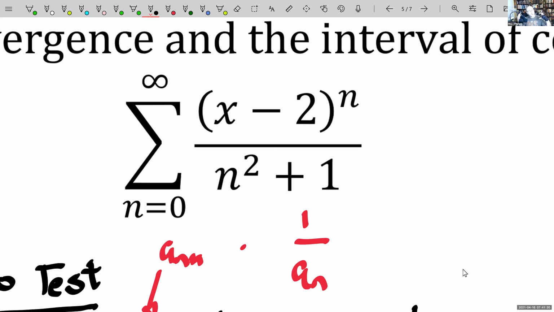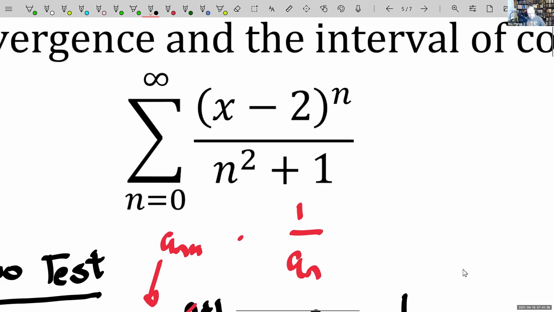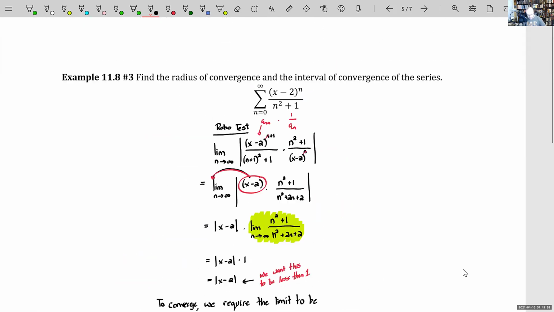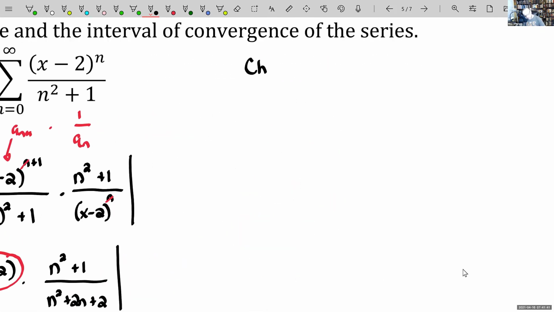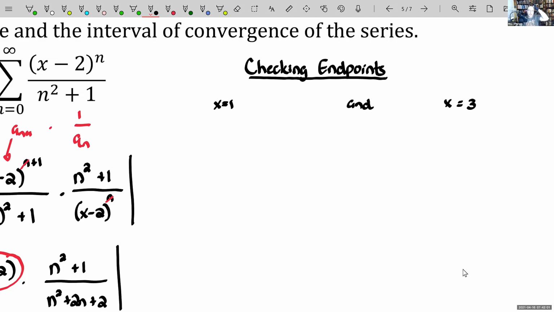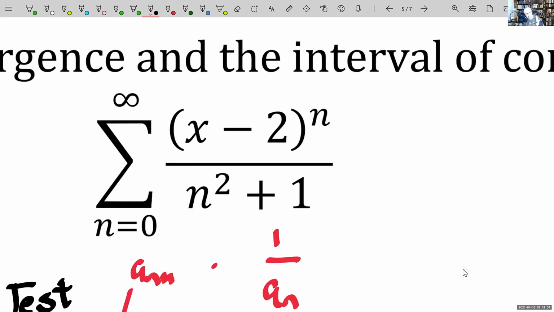Now we need to say, well, what about at 1 and what about at 3? Will it converge at those edges? So here's how I recommend doing it. Checking endpoints. We have 2 endpoints to our interval of convergence, x equals 1 and x equals 3. If you look at the power series right here, evaluated at x equals 1 and then evaluated at x equals 3, here's what you get.